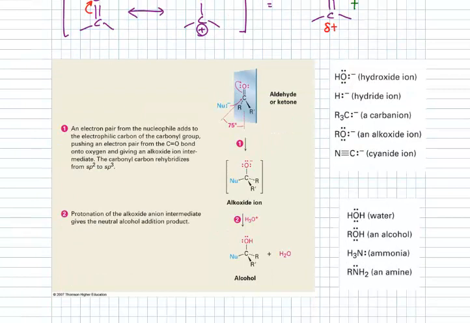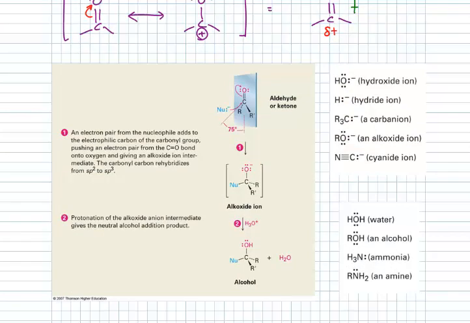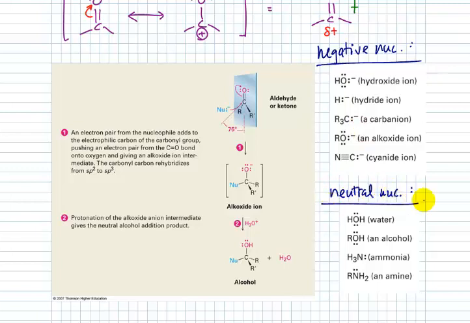So a variety of nucleophiles can attack a carbonyl, right? Negatively charged nucleophiles like hydroxide or hydride or a carbanion, an alkoxide, a cyanide. Those are common nucleophiles that can attack. Also neutral nucleophiles can attack under certain circumstances that we'll talk about.